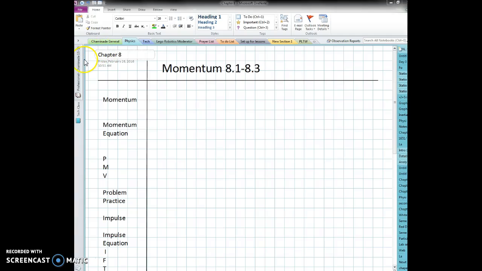Momentum, Chapter 8, 8.1 through 8.3. You have already done the momentum notes, the momentum equation. You reported what these were in class and did some practice problems. I think it was on page 138, you did questions 1, 2, 24, 25, and 28, just to practice and make sure you understand. Today we're moving on to impulse.